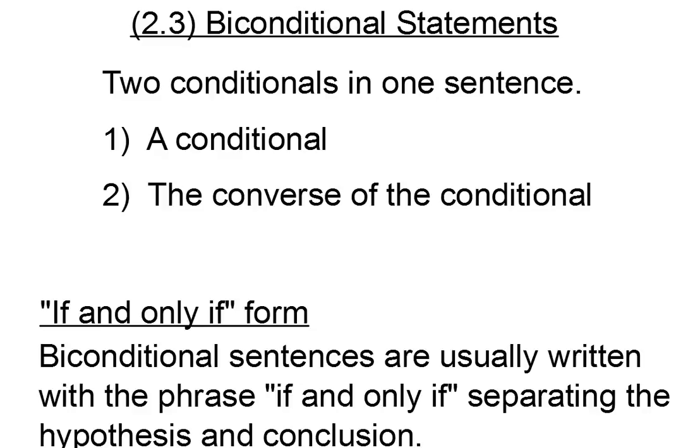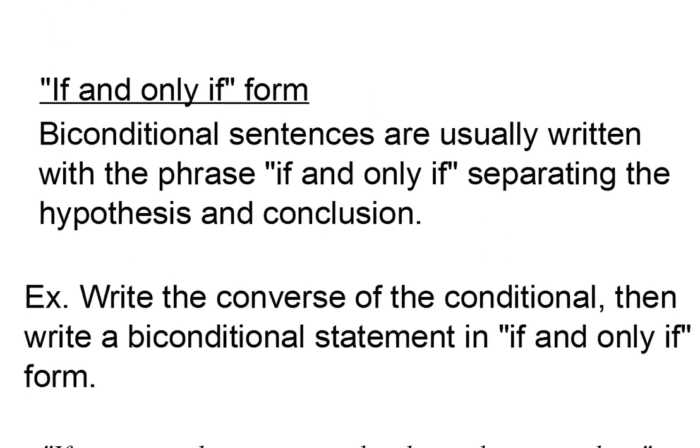Okay, guys, I'm going to talk to you guys about biconditional statements. If you look at the word biconditional, the prefix bi means two, correct? Bi means two. So what is a biconditional sentence? It's just two conditionals in one sentence, right? What are the two conditionals? Well, it's one conditional and its converse, okay? So if I have a conditional and a converse, I can change it into a biconditional, right? Traditionally, we like to write our biconditionals in if and only if form, right?